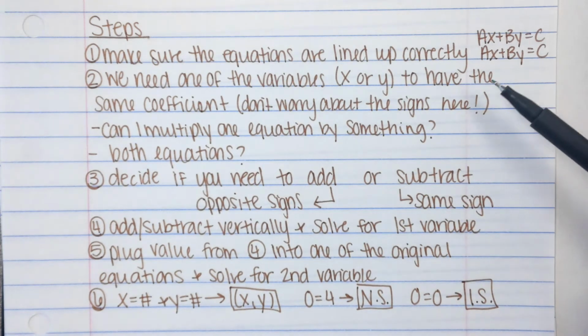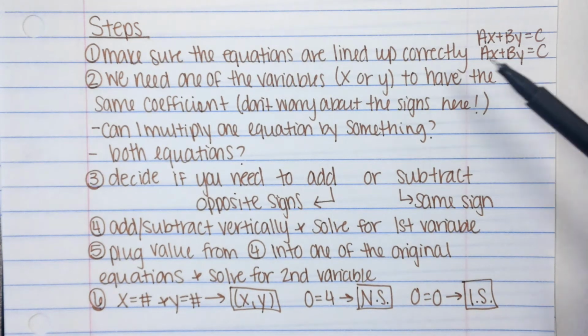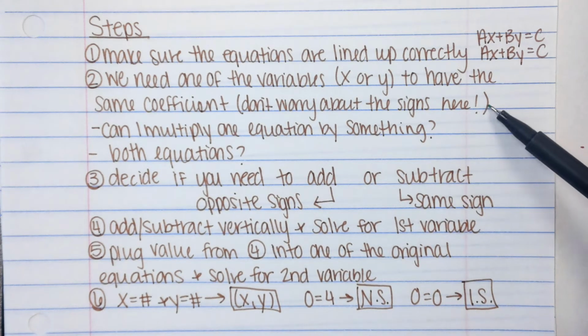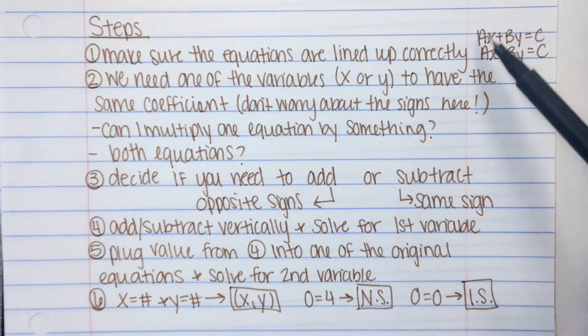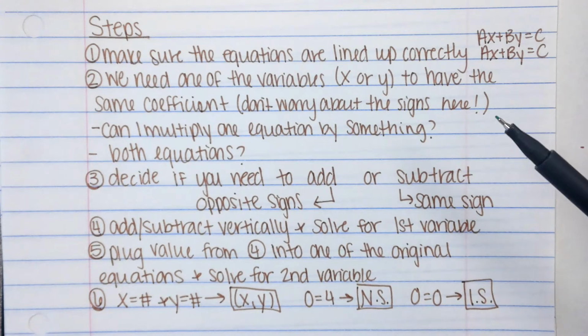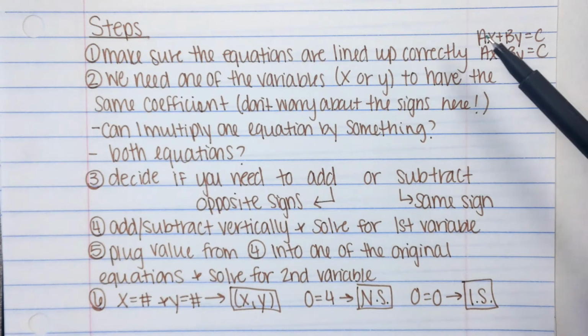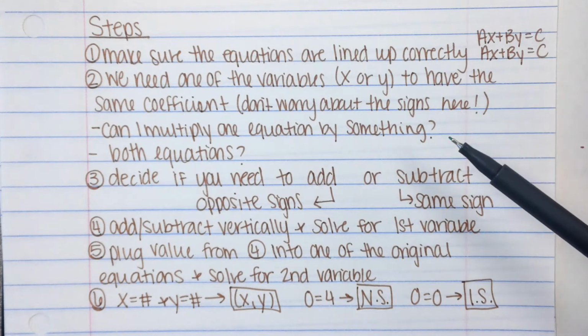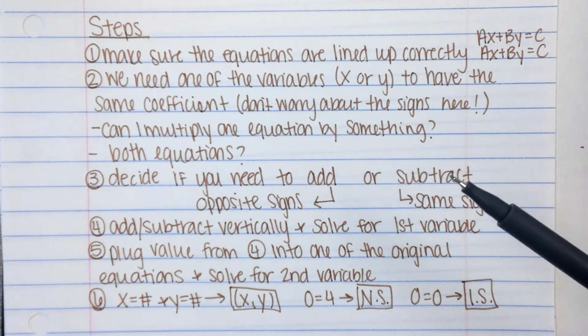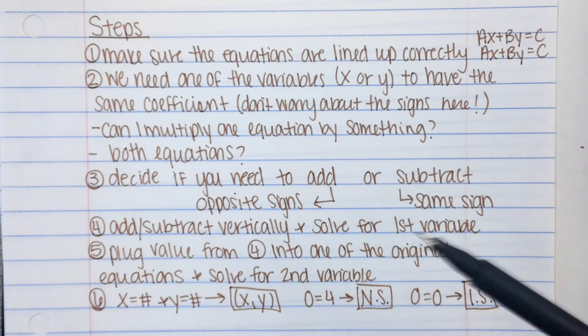Then we need one of the variables, x or y, either one, to have the same coefficient. So you're not really worried about the signs at this step, but you need the x's to have the same number or the y's to have the same number, okay? The problems we're going to start out with are going to be ready. They're going to have something matching, okay? But later, we're going to have to decide if we can multiply one equation by something or both equations by something to get those variables matching, okay? But we'll talk more about those later.